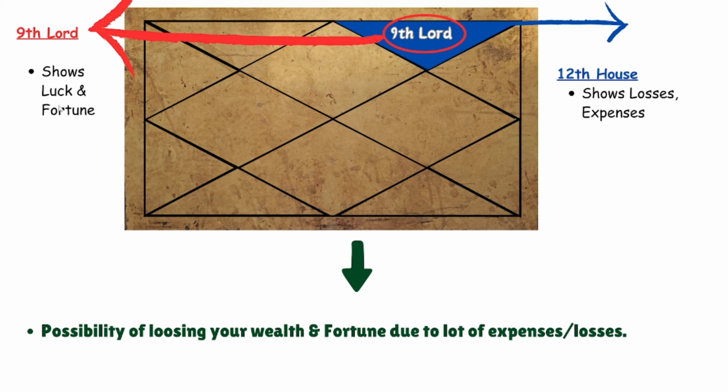Now, the ninth lord shows luck and fortune, and the 12th house shows losses and expenses. So there is a possibility that you have a habit of doing a lot of expenses. Again, we need to see other things as well, like the planet and zodiac sign. The planet will show what things you are spending on. Most of your fortune might go away because of this nature of spending a lot.